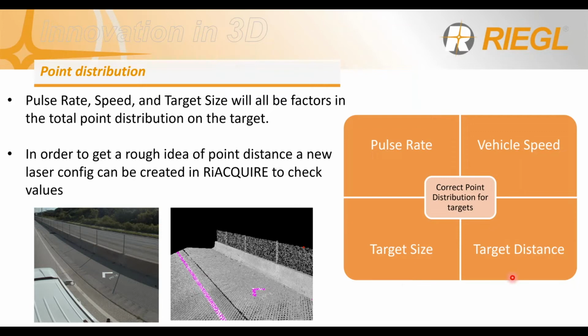And the big thing here is target distance. Obviously, the further away your target is, the less likely it is that as many points are going to be hitting it. So as you go further and further away from the highway or the interstate, or wherever your scanner is placed from your trajectory, that target distance is really going to matter.